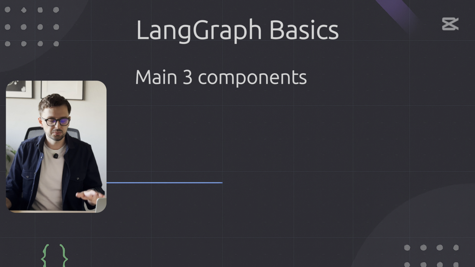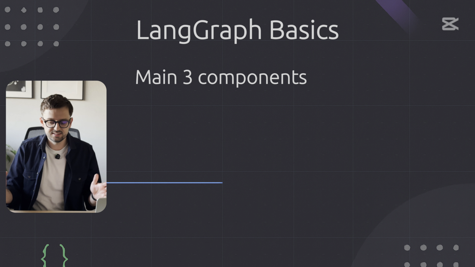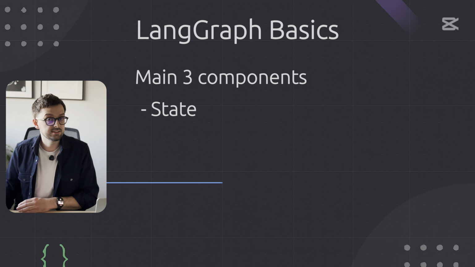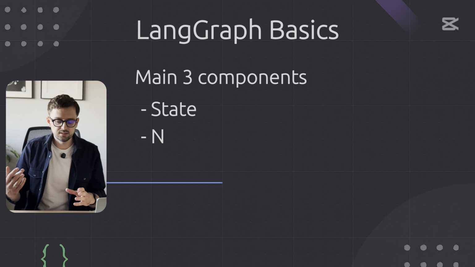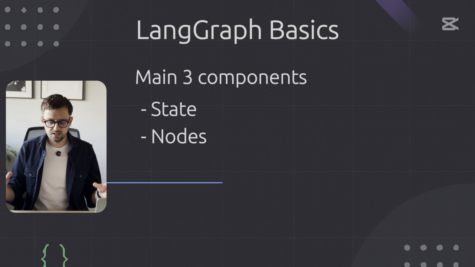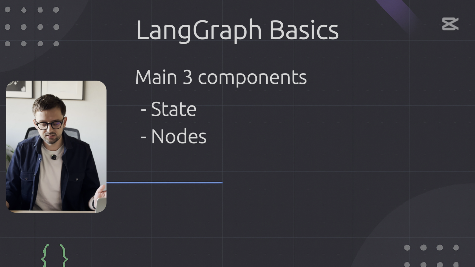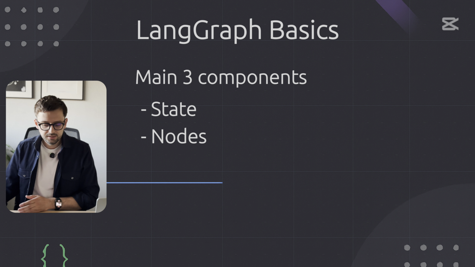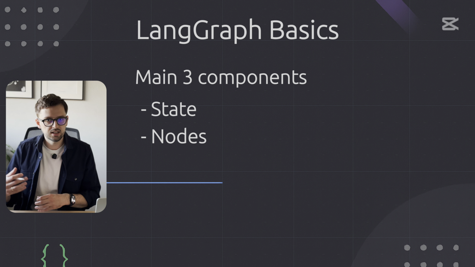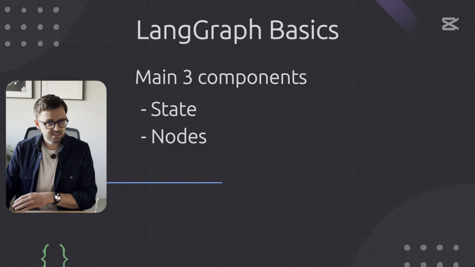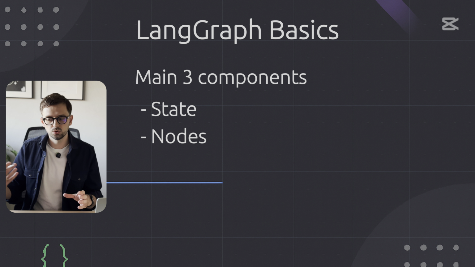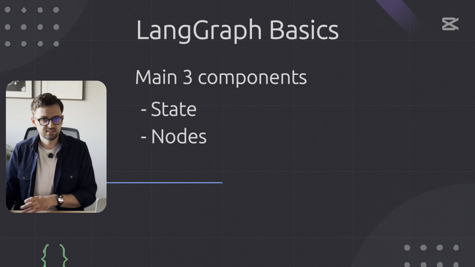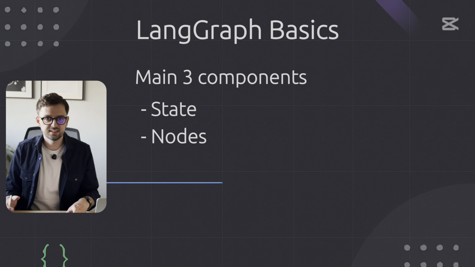The most important one is state, which is basically a data structure that represents a snapshot of your graph at any given time. Nodes, which are the second component, are Python functions that encode some logic, such as calling an LLM to do some stuff for you. Those functions take the graph state as input, and they have to return a partial state that will update the overall state of the graph.